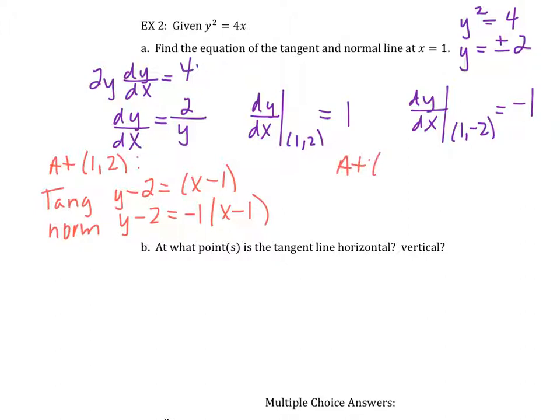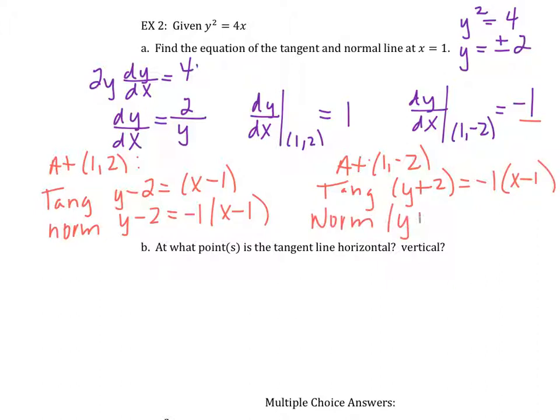At (1, -2), my tangent line would be y + 2 = this slope, (x - 1). And then the normal line would be y + 2 = the opposite reciprocal of -1, which of course is positive 1, times (x - 1). So your paper should be set up just like mine. Your grader has to know what the derivatives are at the points where you got those numbers, and what the equations of the tangent and normal lines are, everything labeled and all beautiful, just like your paper should be.